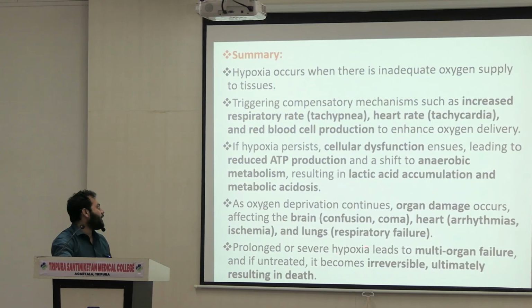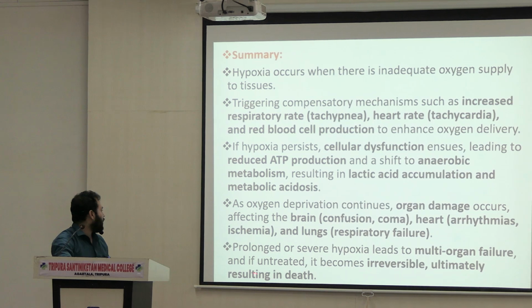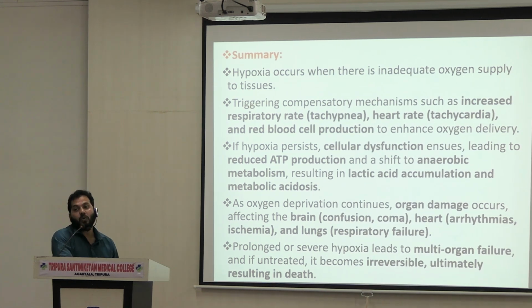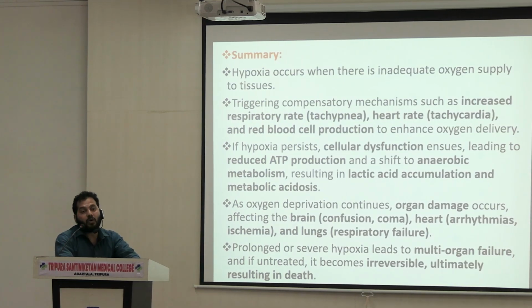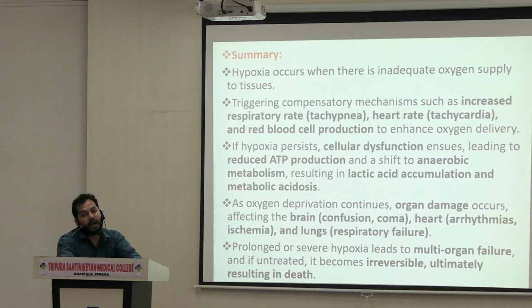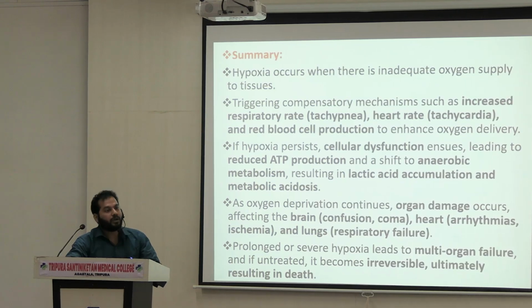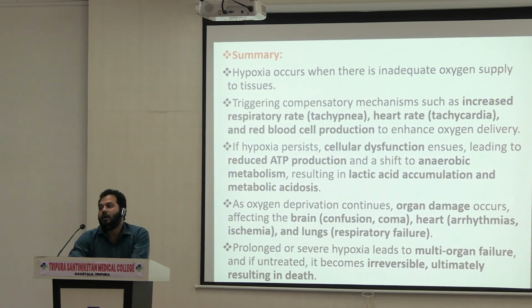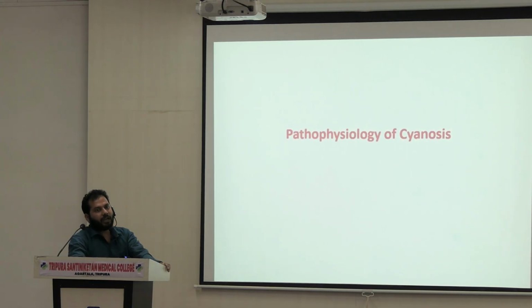Prolonged or severe hypoxia leads to multi-organ failure, and if untreated, it becomes irreversible and ultimately leads to death. So this is the importance of maintaining a sufficient oxygen level at tissue, the importance of having a normal amount of blood hemoglobin, and the importance of normal perfusion, right? Now see another important breathing difficulty, that is called cyanosis. So what are the characteristics of cyanosis?